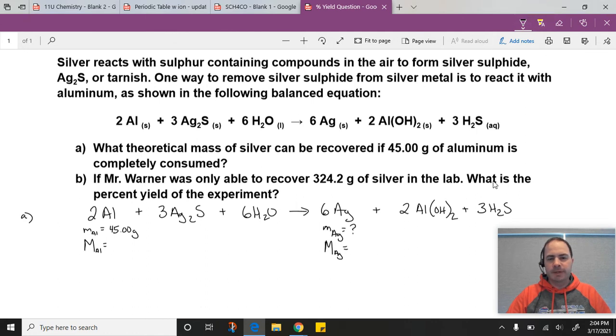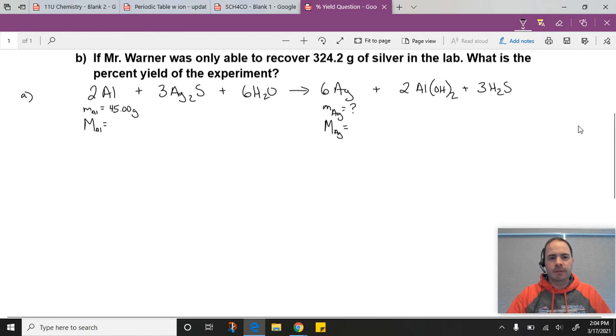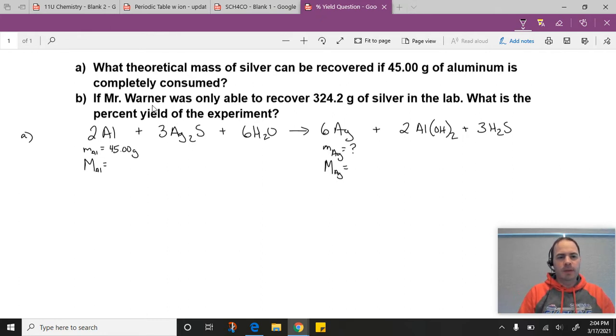I have already written out the balanced chemical equation and some of the given information in the question, and now we're going to work through it. So we've got our mass of aluminum provided in the question, 45 grams. I need the molar mass. So from my periodic table, I'm pulling the molar mass of aluminum. It's 26.98 grams per mole. And having that information is enough that I'll be able to find the moles of aluminum, right? So that's the first thing we want to do. I'll just highlight that with the red.